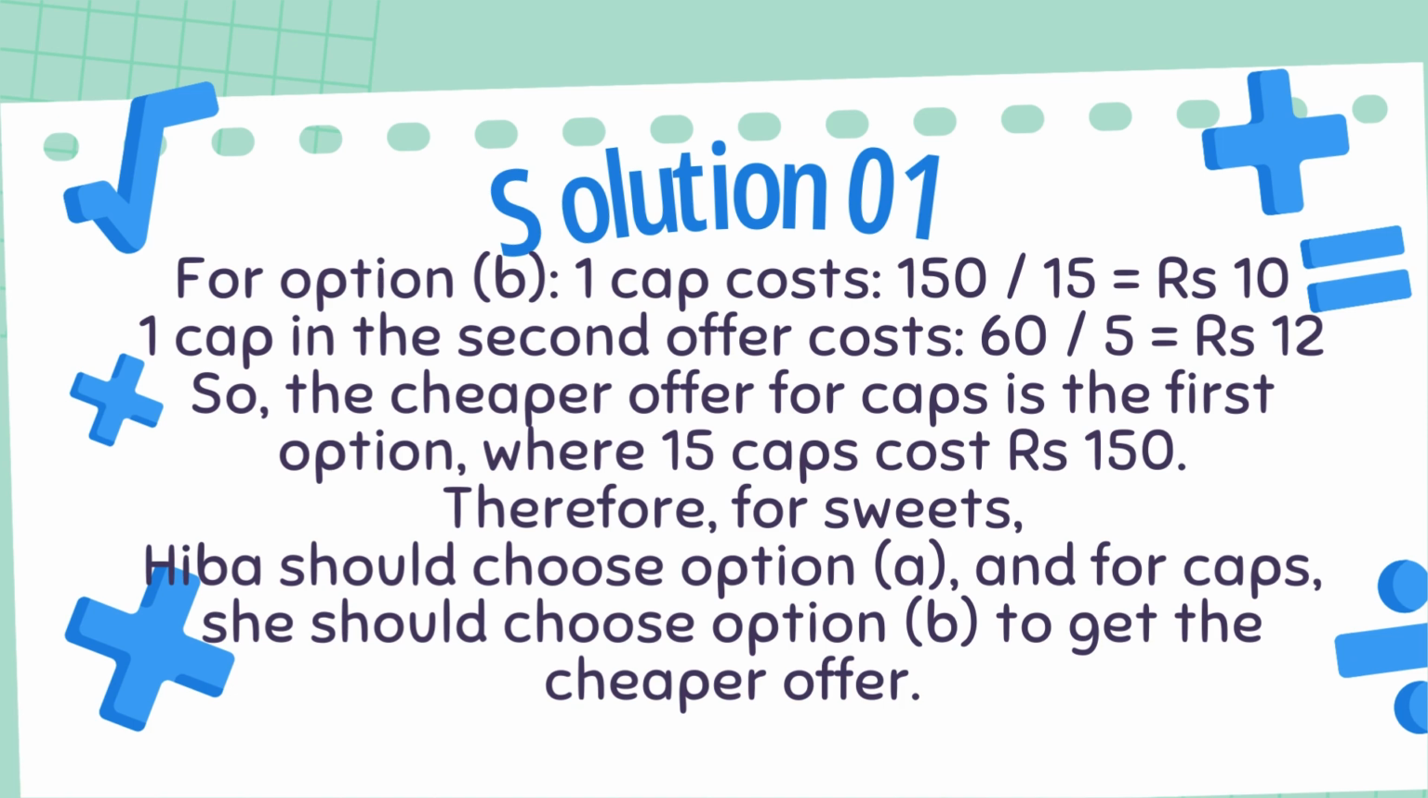The cost of 1 cap is rupees 150 divided by 15, which is equal to rupees 10, and the cost of 1 cap in the second offer is rupees 60 divided by 5, which is 12. So which price is lower? Rupees 10. So she will choose the first offer to get a cheaper deal.